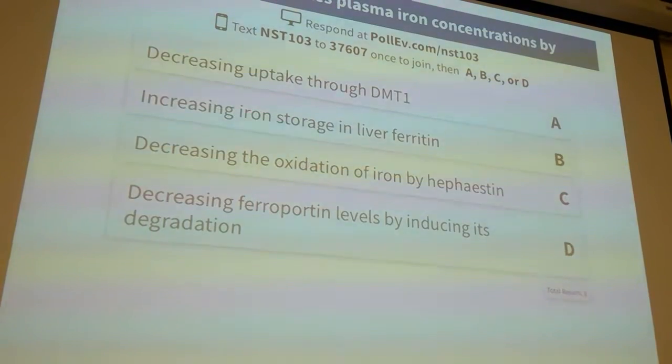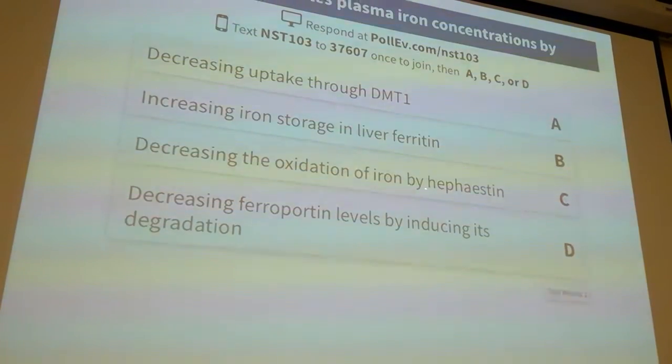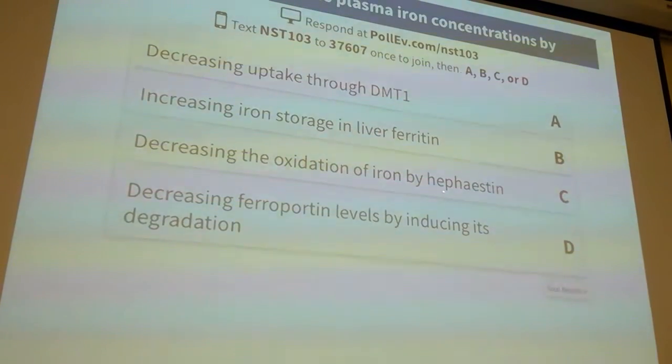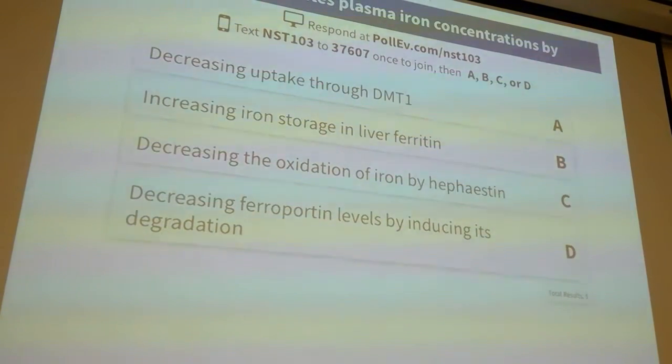So this is also with reference to regulation of iron, this time plasma iron. Hepcidin regulates plasma iron concentration by decreasing uptake through DMT1, increasing iron storage in liver ferritin, decreasing oxidation of iron by hephaestin, or decreasing ferroportin levels by inducing its degradation.